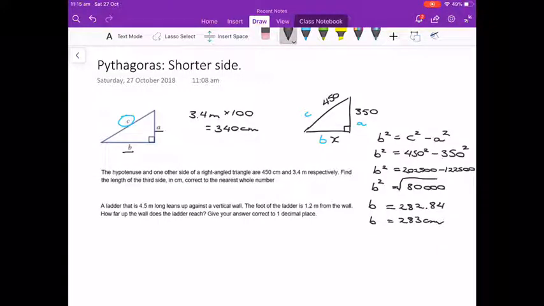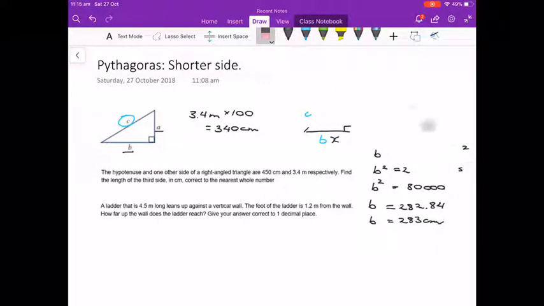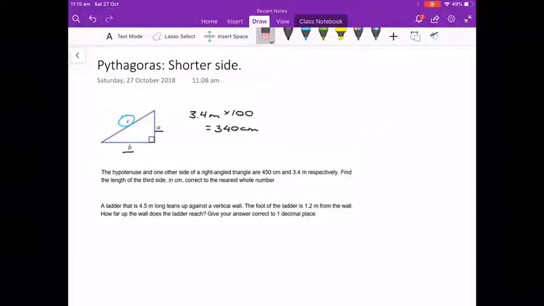Next question. A ladder that is 4.5 metres long leans up against a vertical wall. The foot of the ladder is 1.2 metres from the wall. How far up the wall does the ladder reach? We're going to answer this in one decimal place.